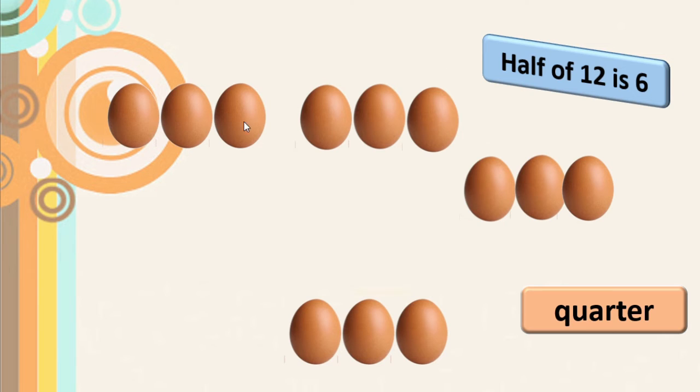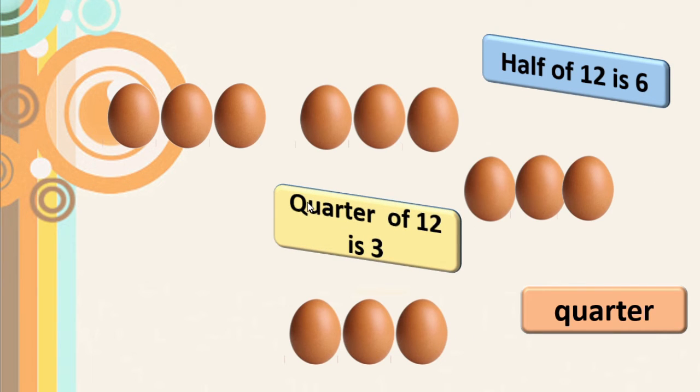Here this is a quarter, one quarter, this is second quarter, this is third quarter, and this is the fourth quarter. It means we can write here, quarter of 12 is 3. Always remember, half means we have to divide by 2, and quarter means we have to divide that one by 4. Okay, in 4 equal parts we have to divide it.